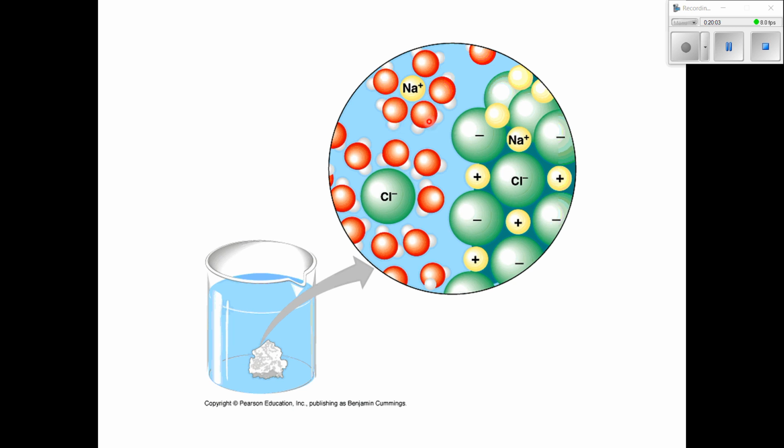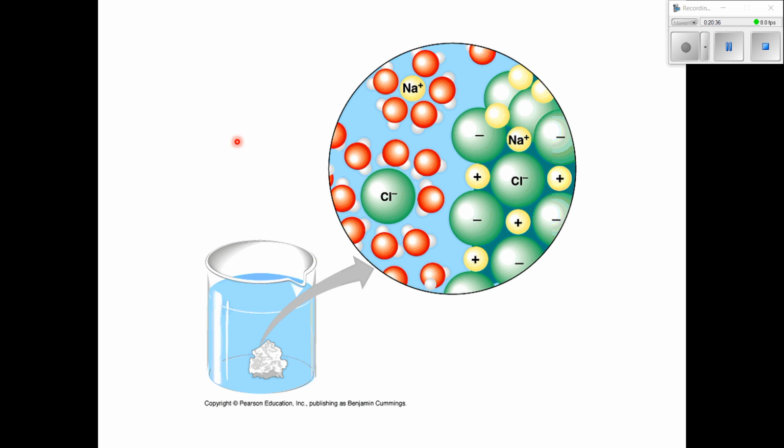because the negative part of the water is going to be attracted to the positive sodium ion, and the little positive hydrogens on the waters are going to surround and be attracted to the negative chloride. So what does that mean? It means that the water molecules are going to pull those salt ions apart, so that that crystal of salt is going to seem to disappear, and it's going to be scattered throughout the water. And that's why salt dissolves so easily in water.